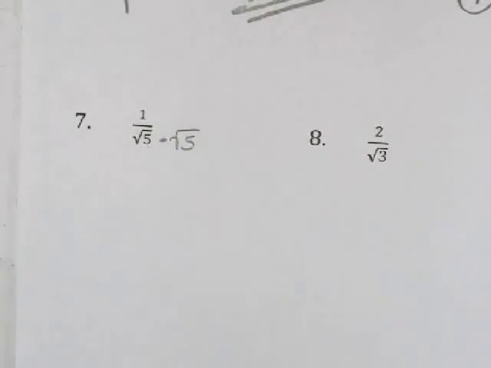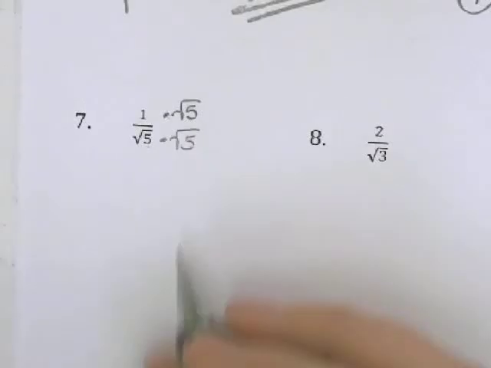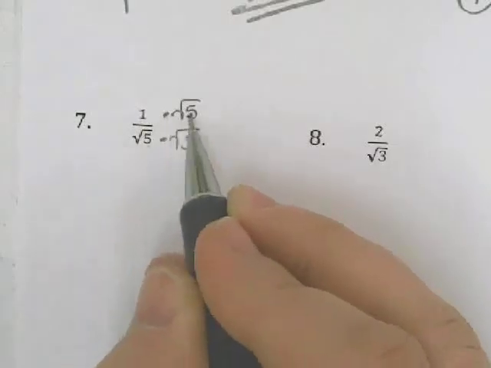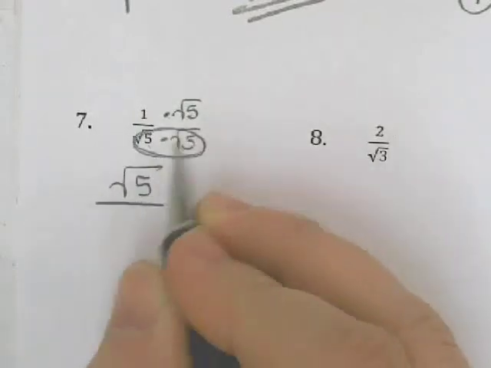If I do something to the bottom of the fraction, I have to do it to the top of the fraction. And so 1 times the square root of 5 is just the square root of 5. I have a pair of 5s here, so they come out. And that's the answer.